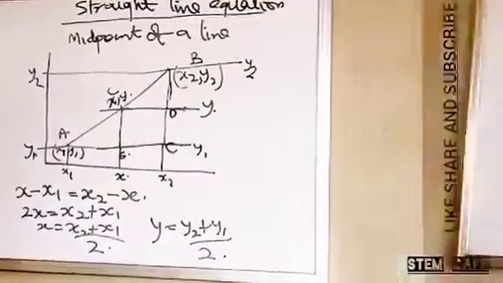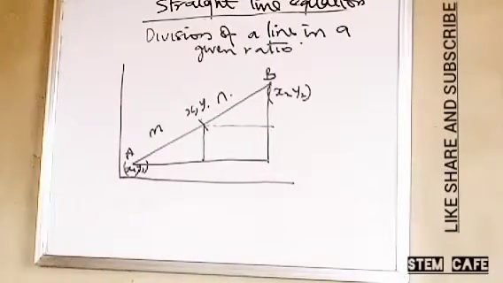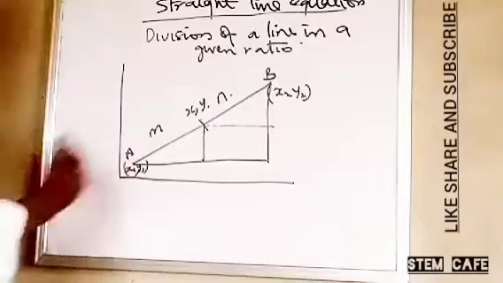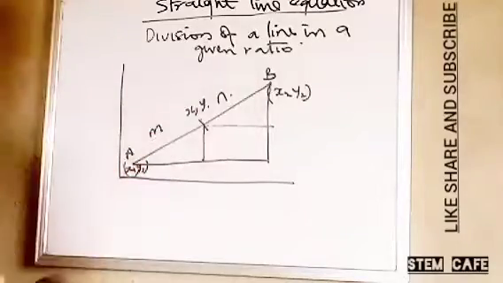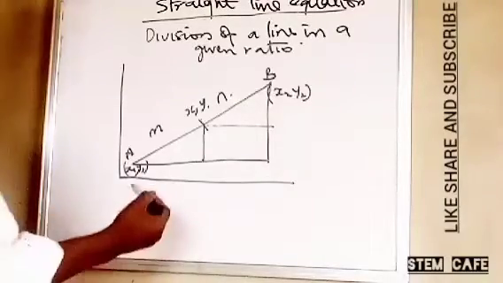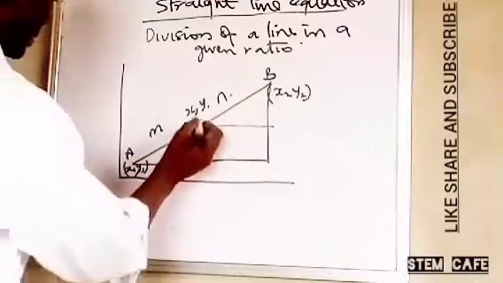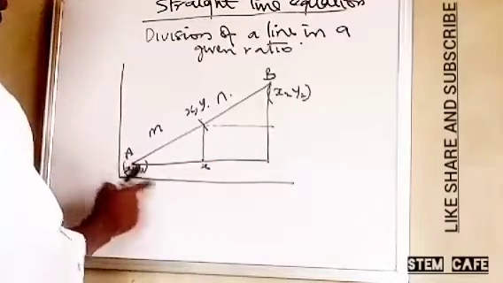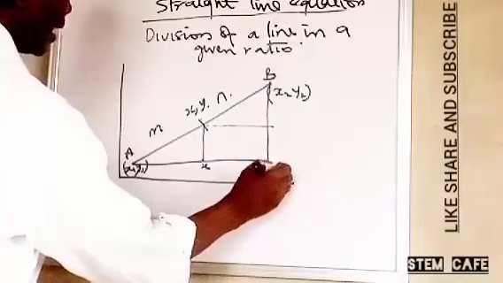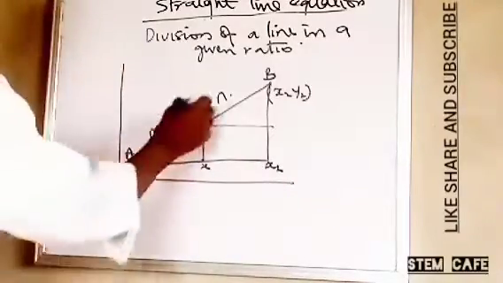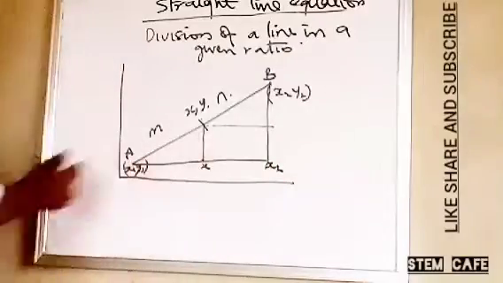Okay. Now we are talking about division of a line in a given ratio. Say we divide this line in the ratio m:n. Just like what we did now, we are saying that (x minus x1) over (x2 minus x) is equal to m over n. Okay, let me put it down.